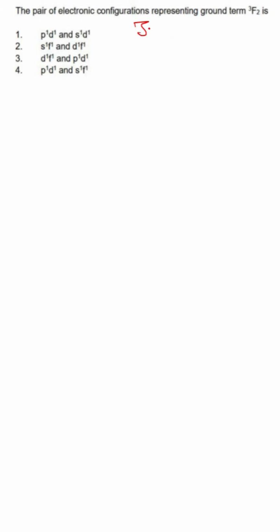This is a question from CSIR NET June 2025. The question reads, the pair of electronic configuration which represents the ground state term symbol triplet F2 is. So which among the following options could represent this term symbol?